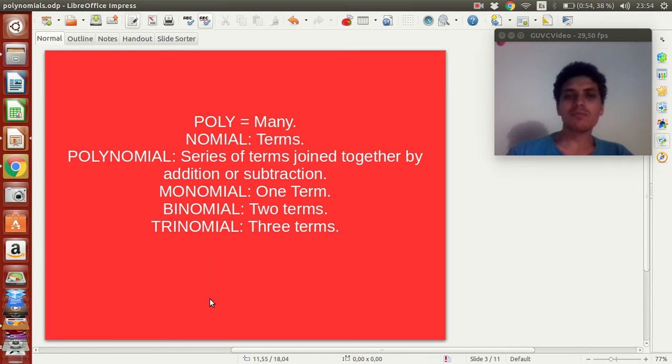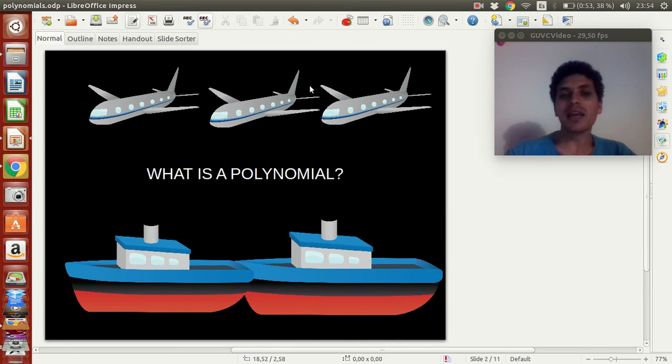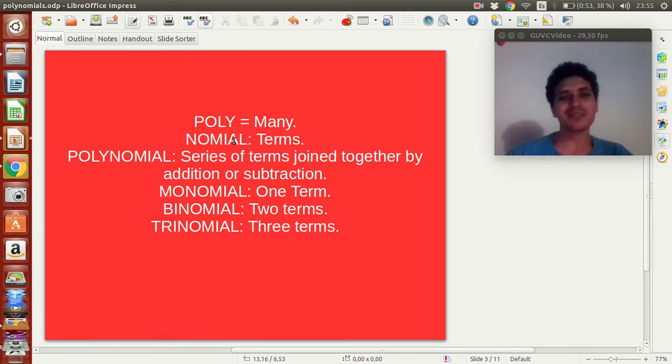Poly means many, and nomial means terms. So polynomial means a series of terms, many terms, joined together by addition or subtraction. So we're adding or subtracting. Now you can notice that when I'm talking about terms here, I'm referring to 3 planes, this is one term, and 2 boats, this is the other term. And as we're calculating the volume we're adding, we have a polynomial: many terms joined by addition or subtraction.